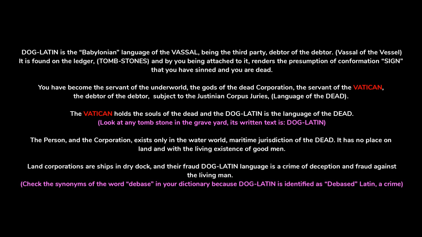Dog Latin is the Babylonian language of the vassal, being the third party, debtor of the debtor, vassal of the vessel. It is found on the ledger, tombstones, and by you being attached to it, renders the presumption of conformation, sign, that you have sinned and you are dead. You have become the servant of the underworld, the gods of the dead corporation, the servant of the Vatican, the debtor of the debtor, subject to the Justinian corpus juris, language of the dead.